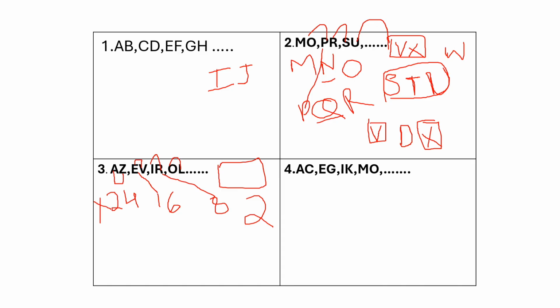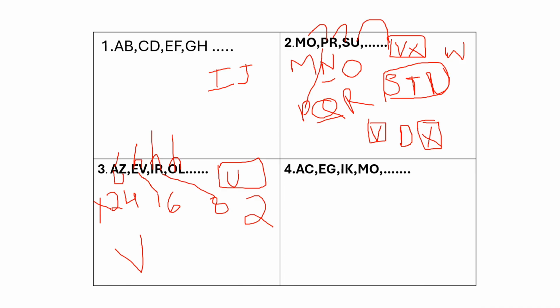Next, we observe the first letters. A is there. A, E, I, O. What are these? These are vowels. So the next vowel after A, E, I, O is U. Okay, the first letter, we got it.